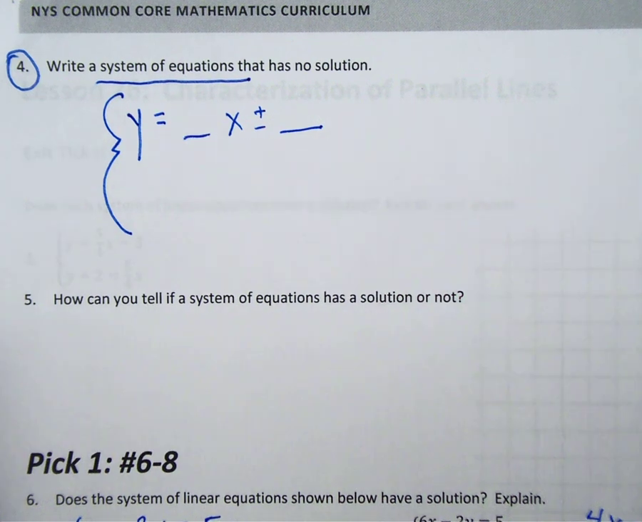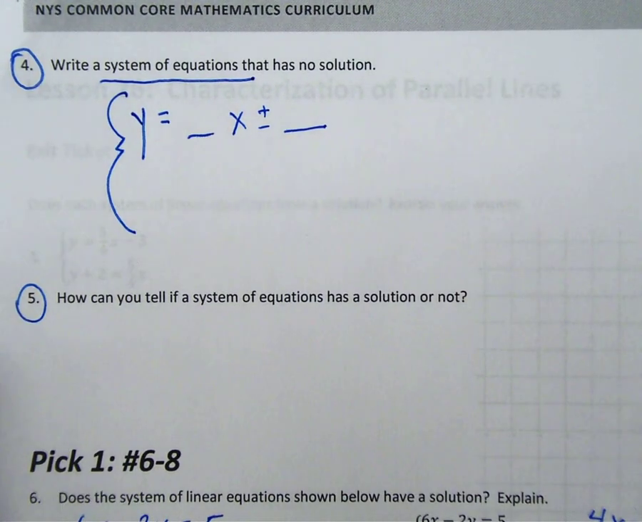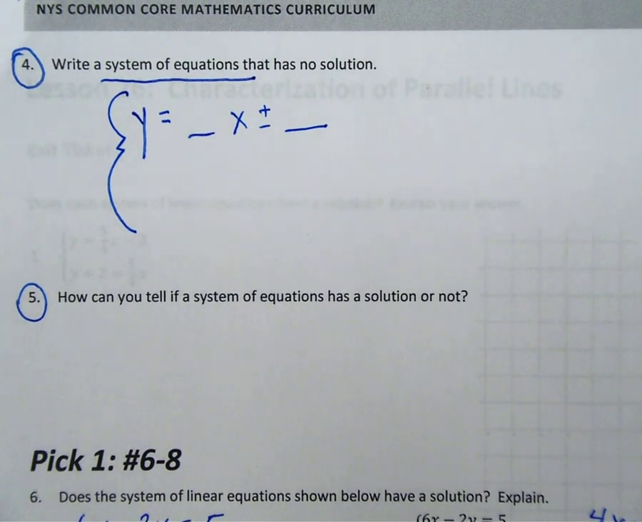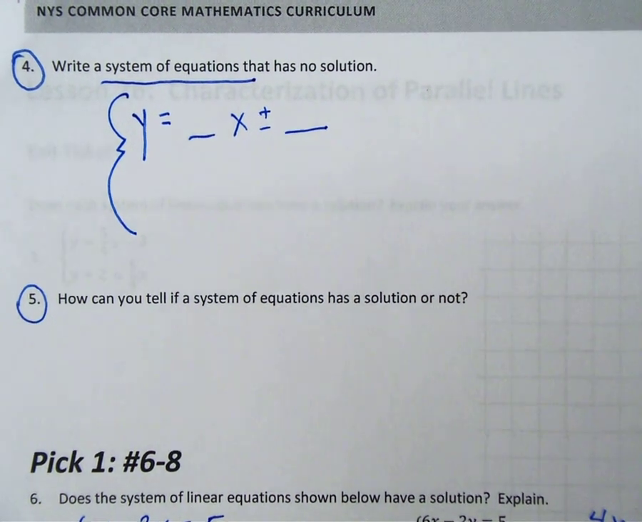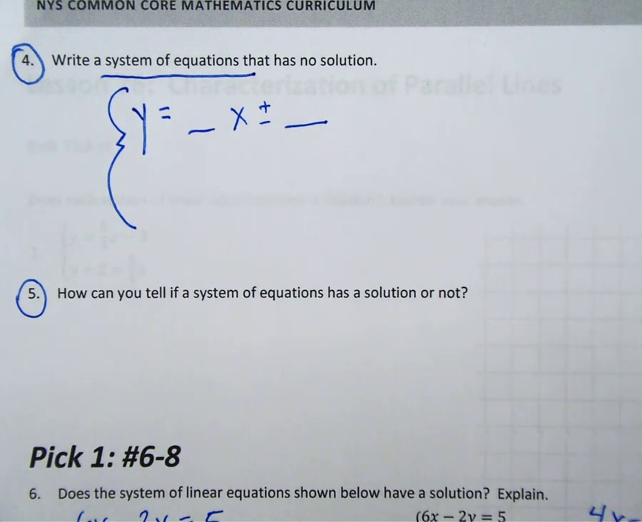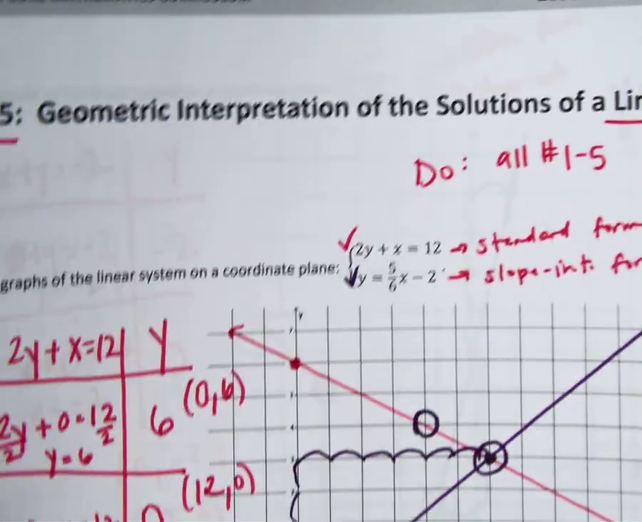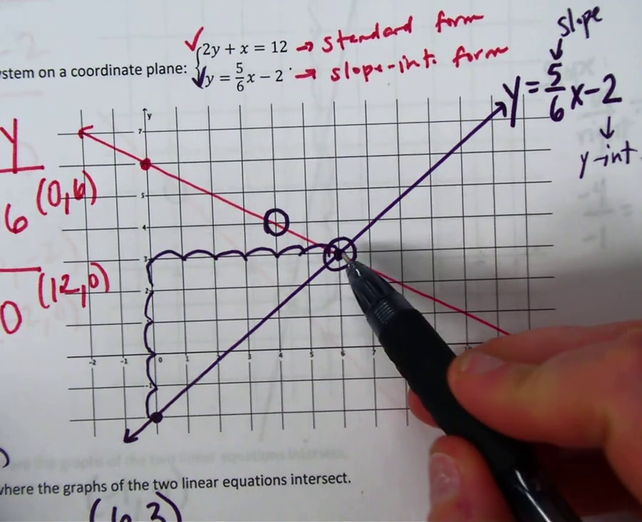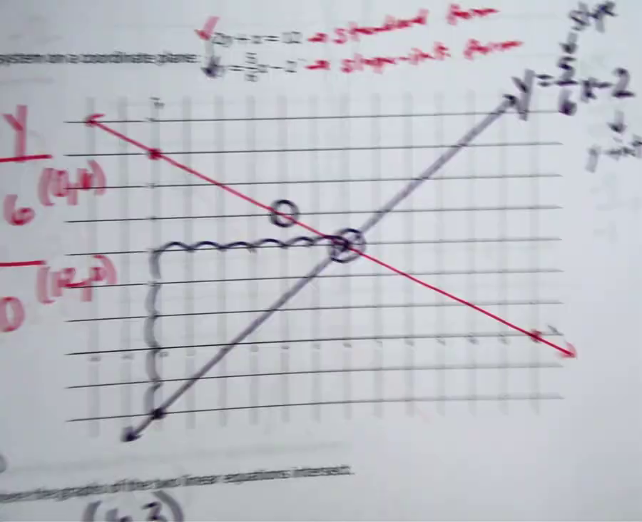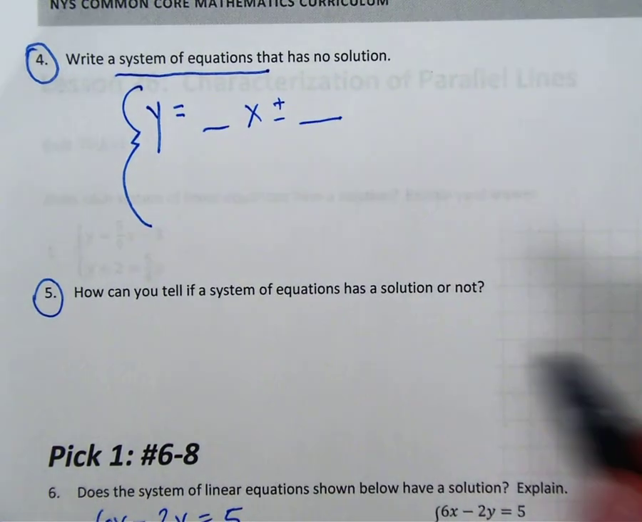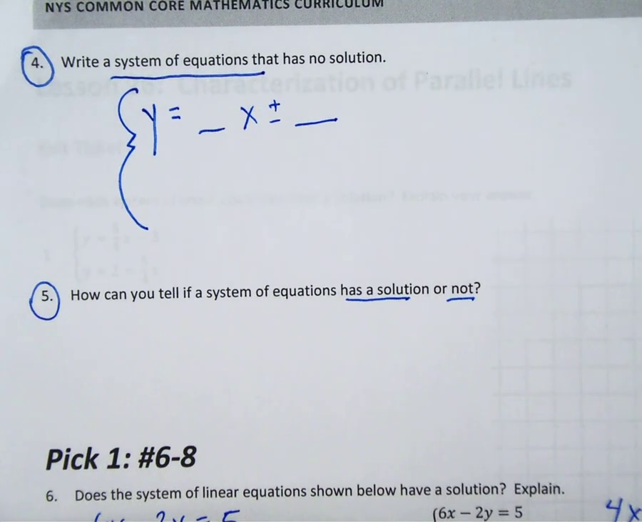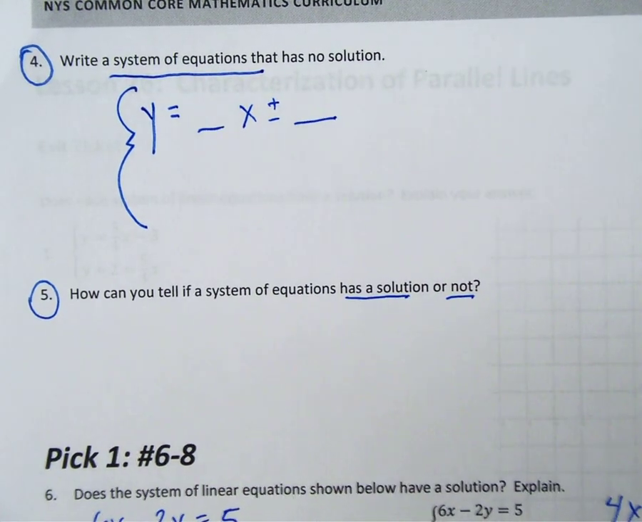Number 5 says, how can you tell if a system of equations has a solution or not? Well, we just saw 3 examples of systems that don't have a solution. What did they all have in common? And if we think back to what we did on Tuesday, we graphed some equations that did have solutions. For example, this one. That's the solution. So what's the difference here between a system of equations that has a solution or doesn't have a solution? And how can you explain that in words?